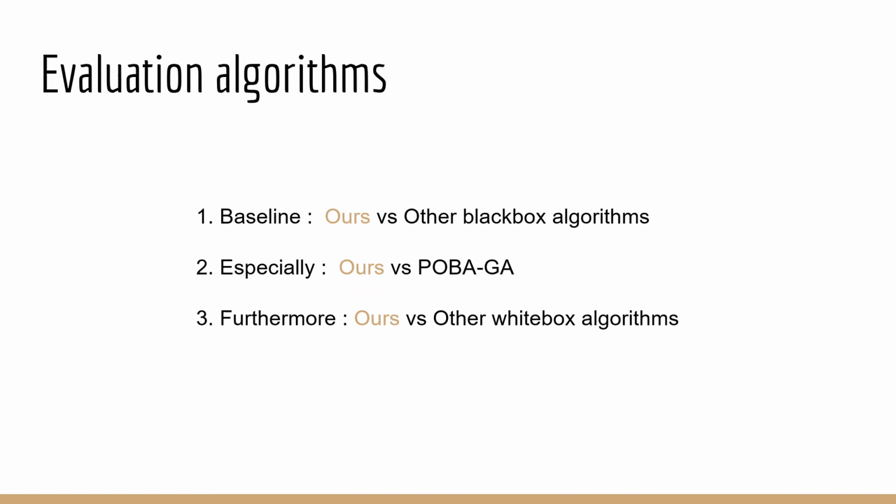The third evaluation target is the evaluation algorithm. As we mentioned in the introduction, adversarial attacks can be divided into white box attacks and black box attacks. We will check the advantage of our algorithm by comparing currently existing black box and white box algorithms. Especially, we can show our algorithm's superiority by directly comparing it with POVA-GA. Also, it may be meaningful to show how close our black box algorithm gets to the white box algorithms from a performance perspective.